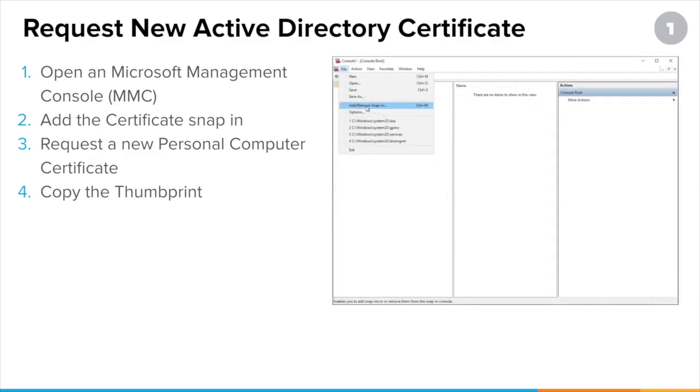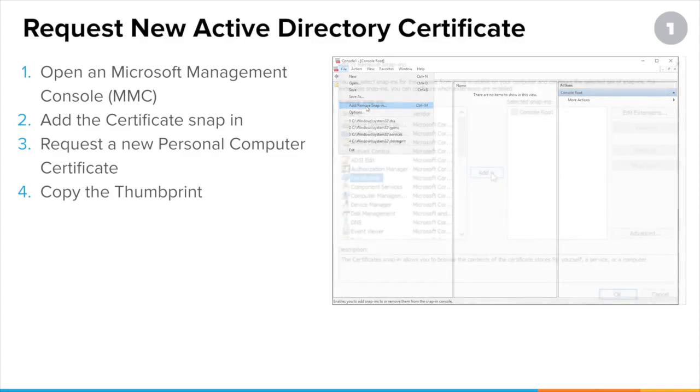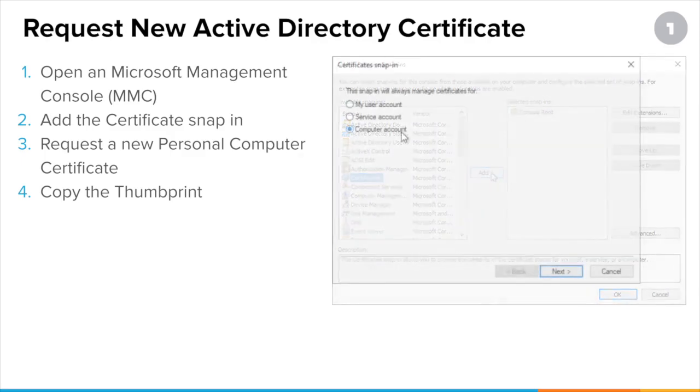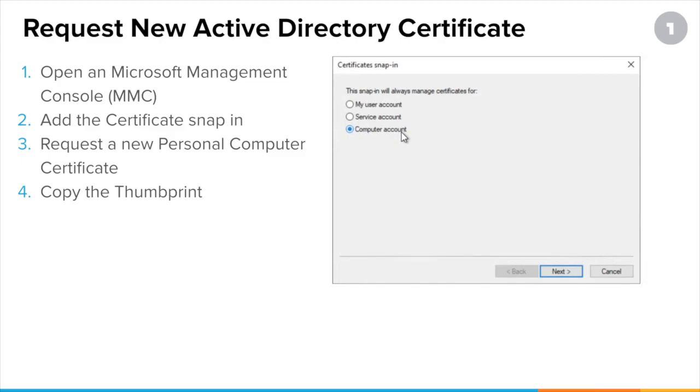You're going to add the certificate snap-in, so go to File, choose Add/Remove Snap-in, choose Certificates on the left, click Add, and the wizard opens. We are associating this certificate, or assigning it, to the computer account. So select My computer account from the radio buttons here.